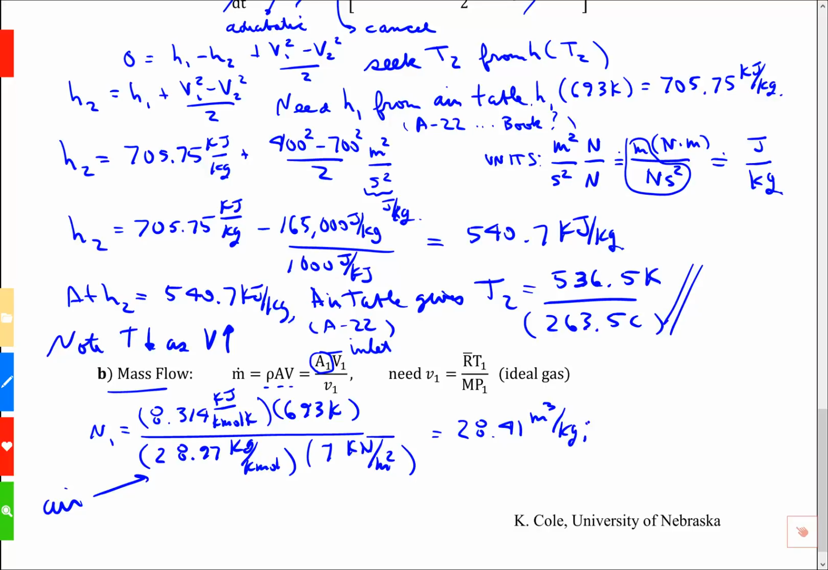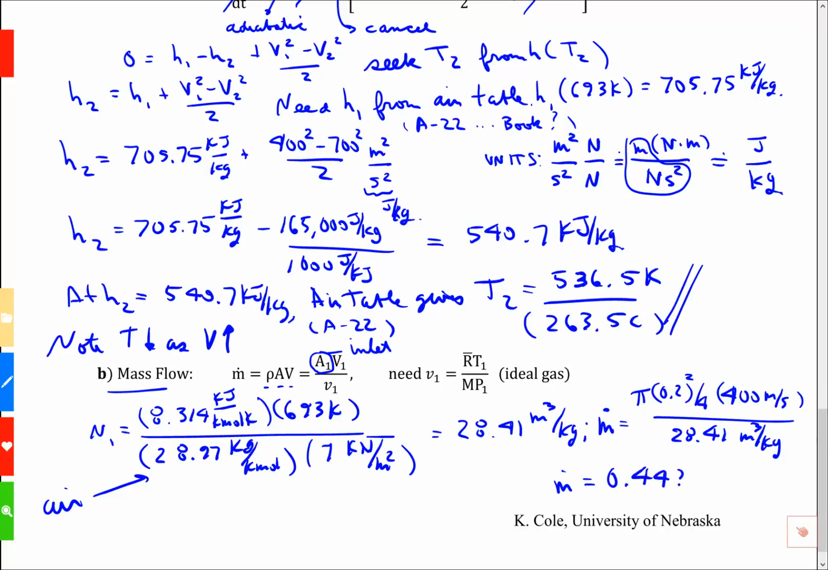And then my mass flow rate is going to be area, pi, entrance diameter 0.2 meters squared over 4, speed at entrance 400 meters per second, specific volume, which we just computed, 28.41 meters cubed per kilogram, and the mass flow turns out to be 0.442 kilograms per second. This is quite a large supersonic nozzle. That's a big mass flow.